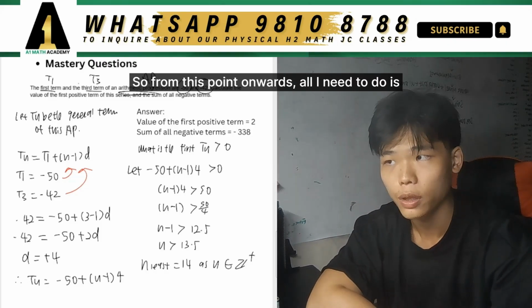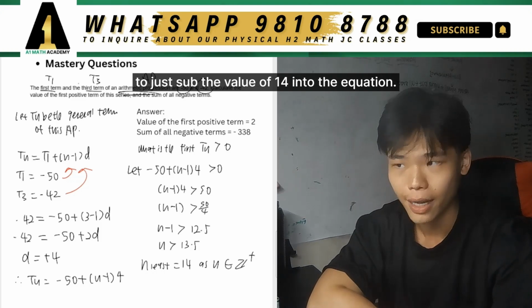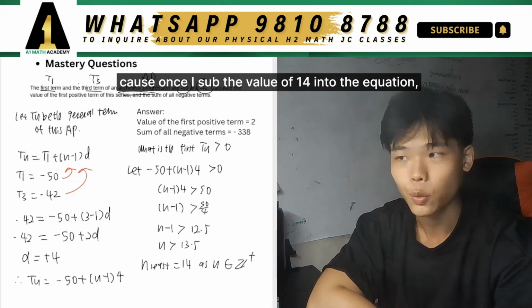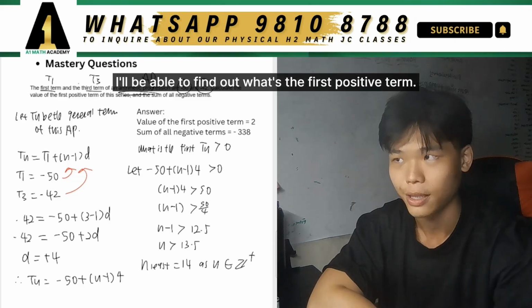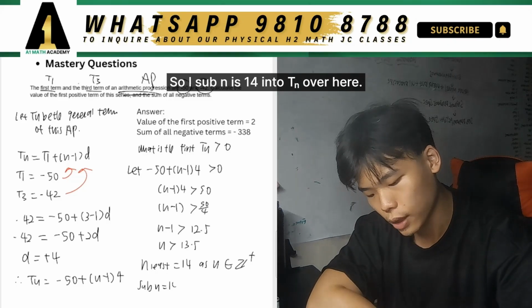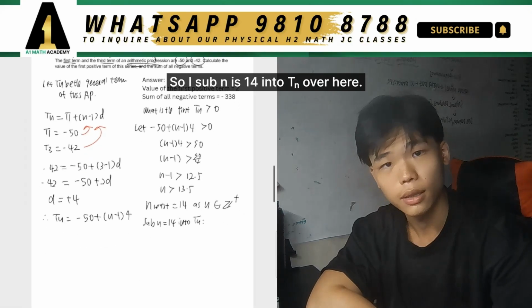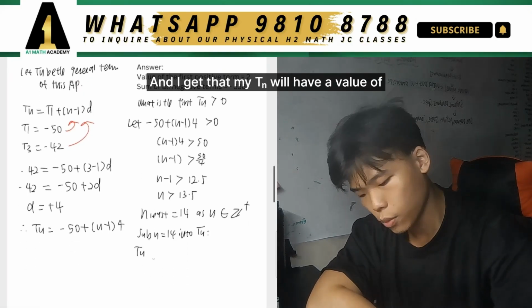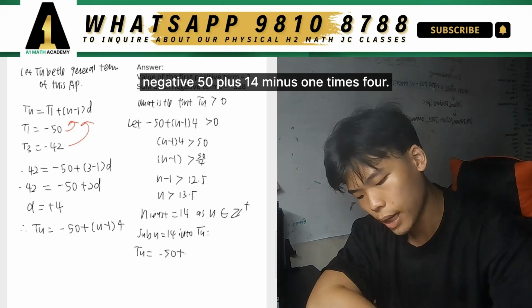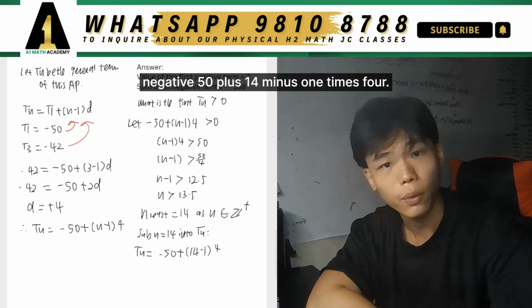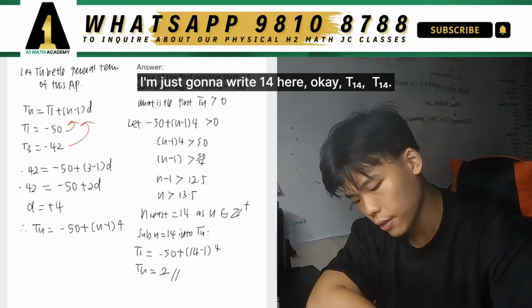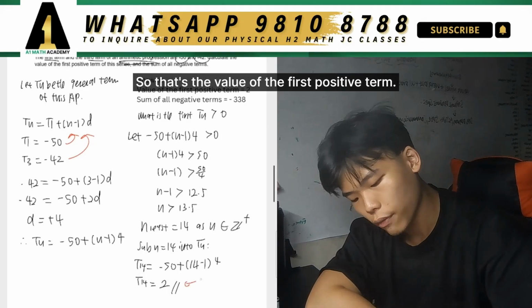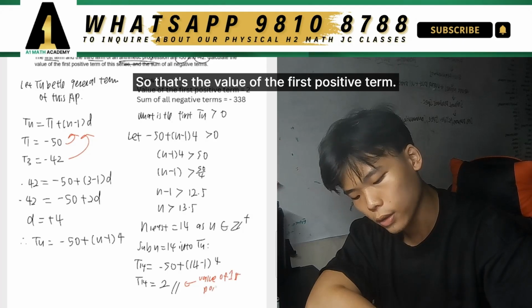So from this point onwards, all I need to do is to just sub the value of 14 into the equation. Because once I sub the value of 14 into the equation, I'll be able to find out what's the first positive term. So I sub n is 14 into Tn over here, and I get that my Tn will have a value of negative 50 plus 14 minus 1 times 4. And Tn will have a value of positive 2. I'm just going to write 14 here. Okay, T14. So that's the value of the first positive term.